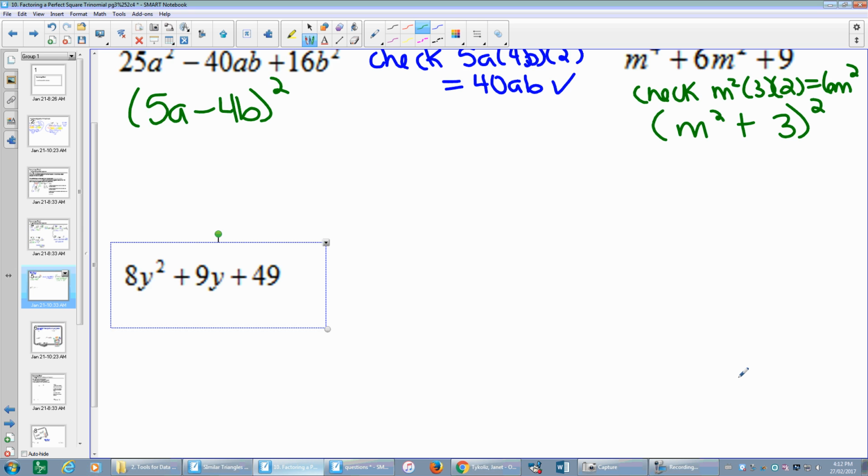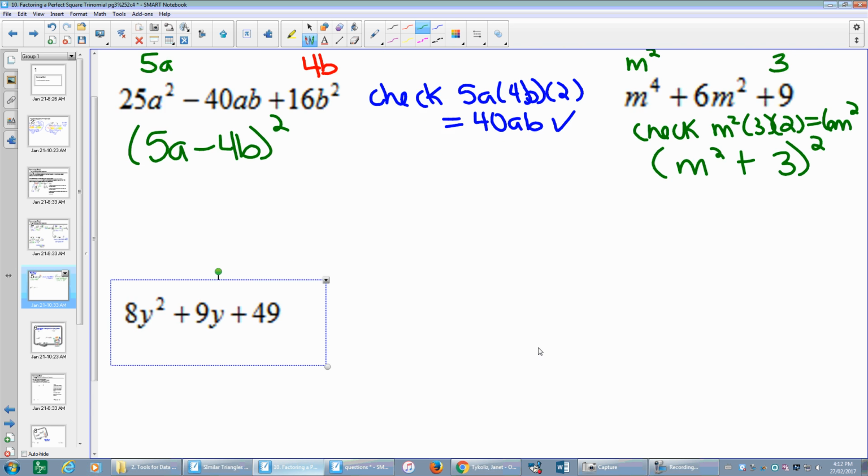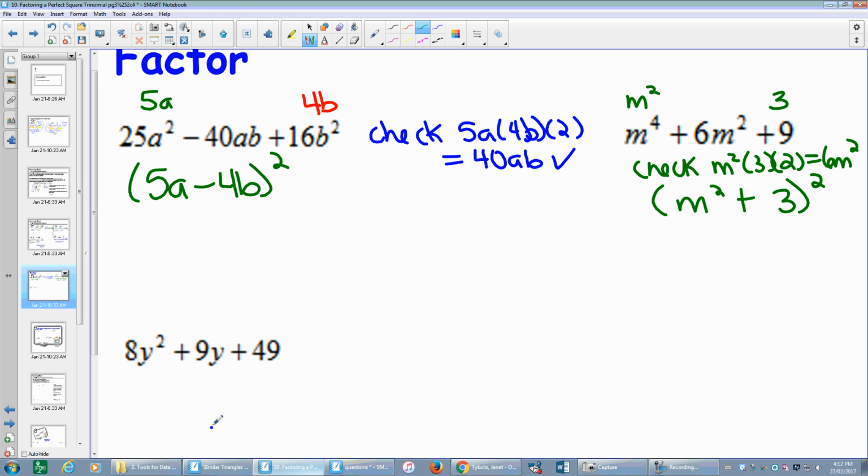Okay, this next example, again, we're going to look at it. I can take the square root of my last term, but I can't take the square root of my first term. So this one, for our case, would be a not possible one because I can't take the square root of my first term.